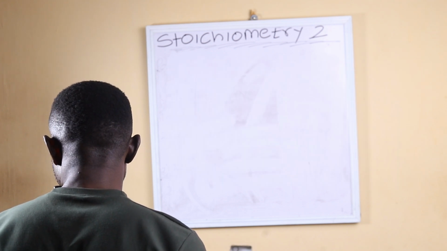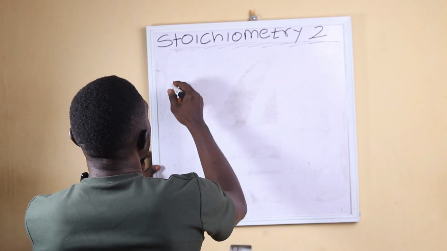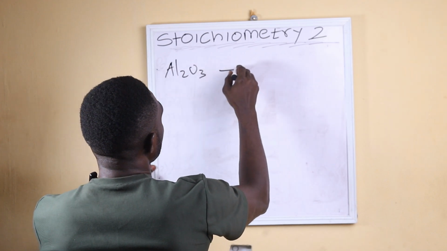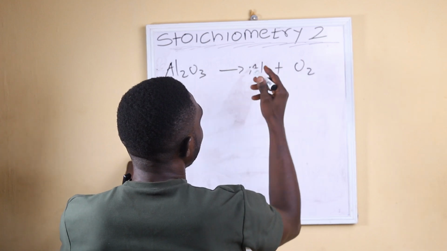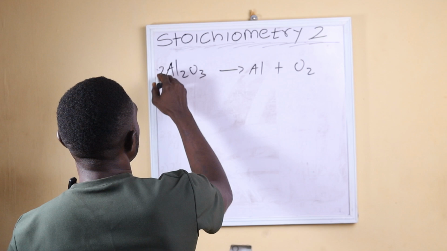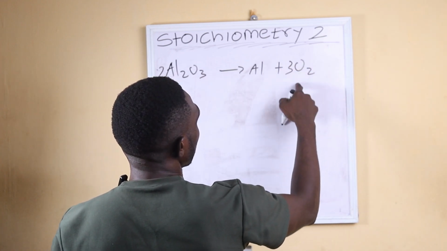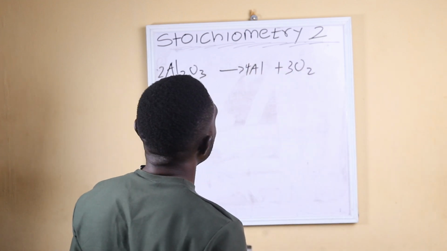Now let us solve this problem. According to the given equation, we have that Al2O3 decomposes to give us Al plus O2. So balancing this equation, we're going to have that 2 moles of that will give us 3 moles of oxygen and 4 moles of aluminum. So that's the balanced equation.